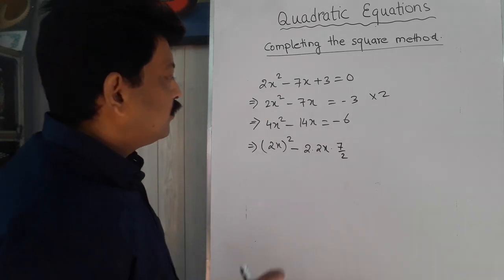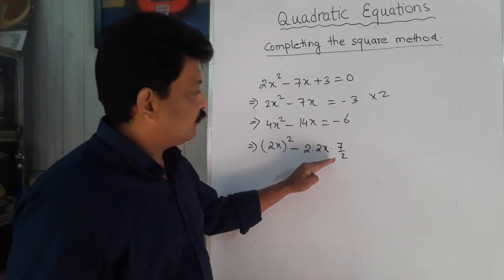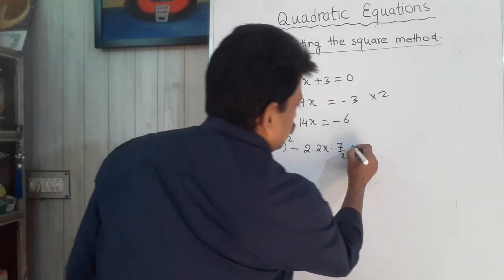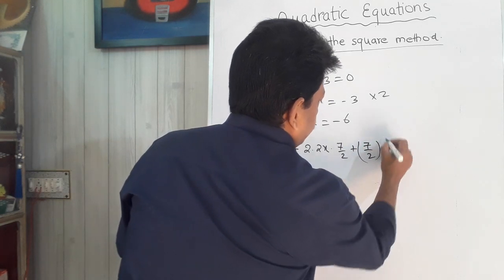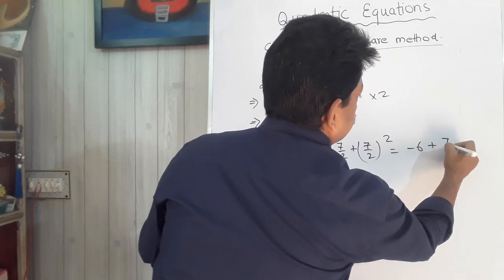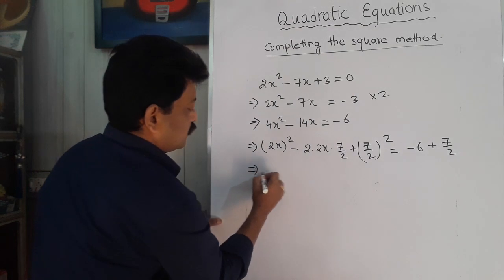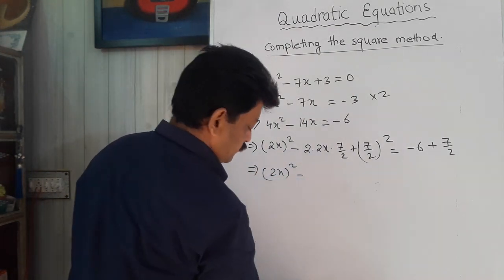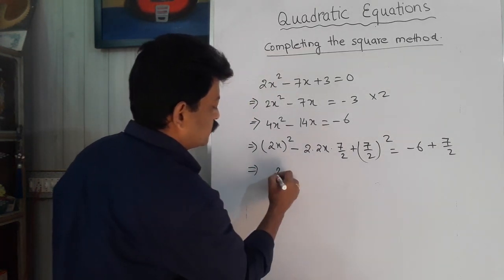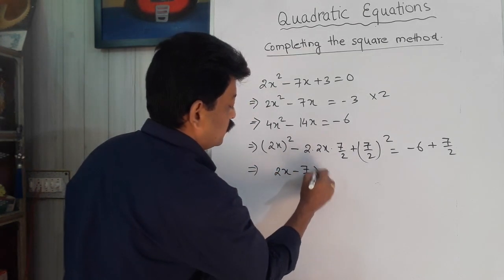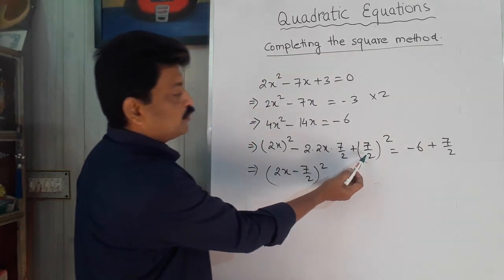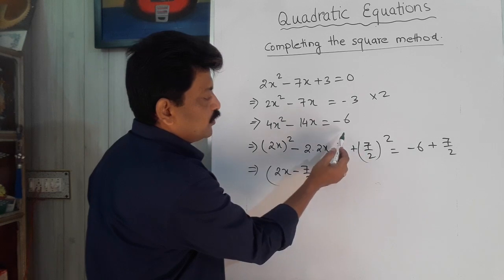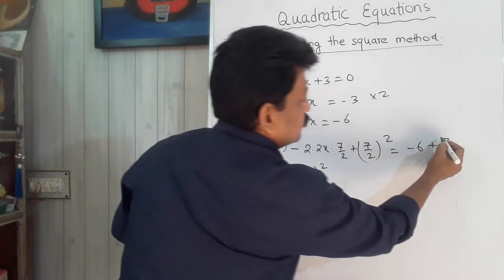So I'm not going to multiply with 2. Let me complete this step. So 2x whole square minus, it is already in the form of a minus b whole square, 2x minus 7 upon 2, as I have added 7 upon 2 both sides because b is 7 upon 2. So 7 upon 2 is added to both sides, left hand side and right hand side. 7 upon 2 whole square.